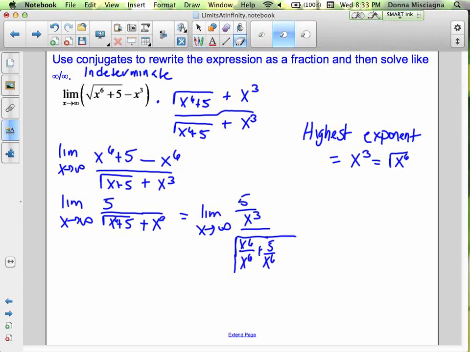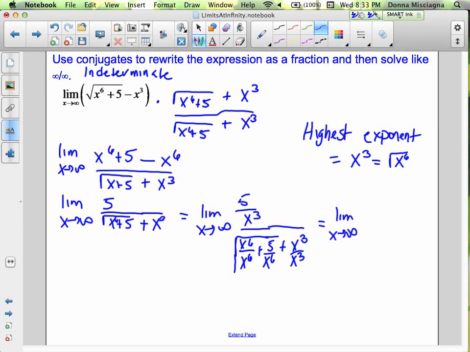Now that x cubed is not under the radical, so let's extend that a bit. Plus x cubed divided by x cubed. And I think I can continue this way. I have enough room. Equals the limit as x approaches infinity. And let's simplify that. I can't really do anything with 5 over x cubed. In the denominator, x to the 6 divided by x to the 6, that's going to be the square root of 1. And then can't do anything with 5 divided by x to the 6. And then plus x cubed divided by x cubed, that's 1.